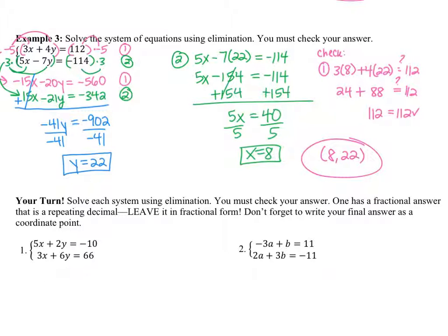lines intersect. Okay, so that should be it for the examples. The rest of them, you'll either have to multiply one of them or both of them by something, so let me know if you need help.